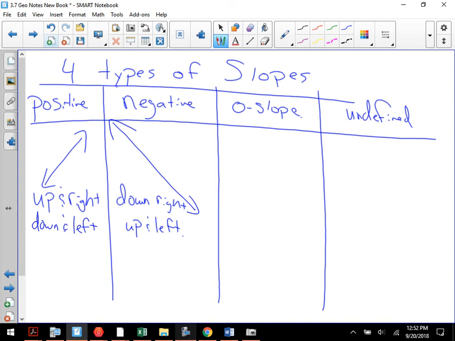Okay? Zero slopes. What kind of lines have zero slopes? Horizontal, good. Horizontal lines are the ones that have zero slopes. Easy way to remember that. What's the second letter of the word horizontal? O. And it looks like a zero.